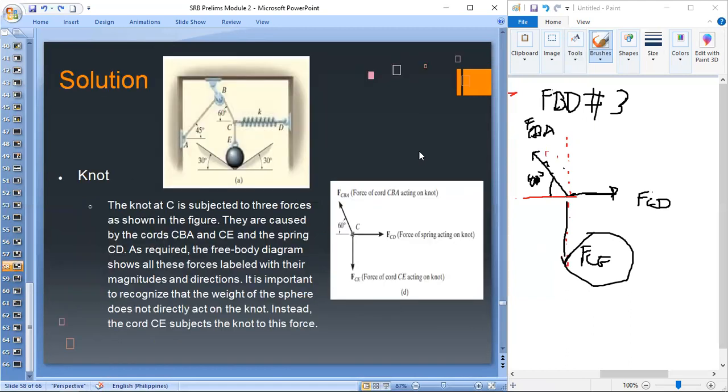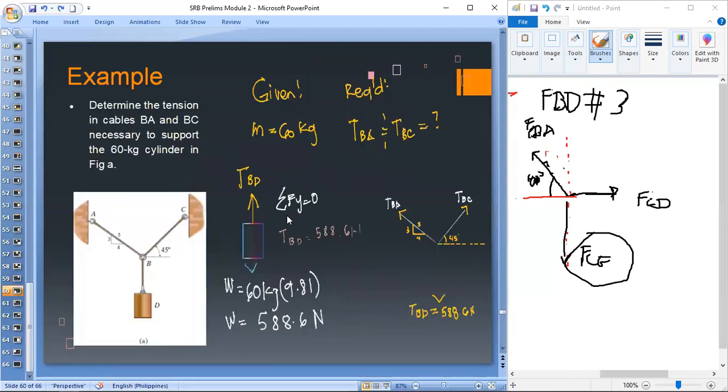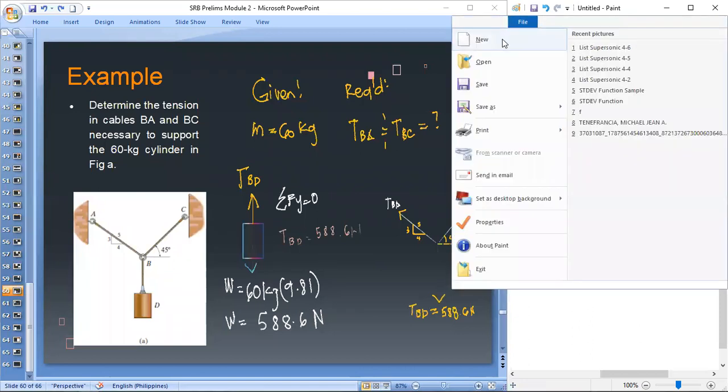So, may mga problem naman tayo dyan na-encounter. So, explain natin yung that. So, coplanar force system. So, two-dimensional force. So, summation of forces lang din. May I and J. So, sinabi mo kanina, no? Acting on a single plane. And then, so, example tayo dito. So, basic lang to.